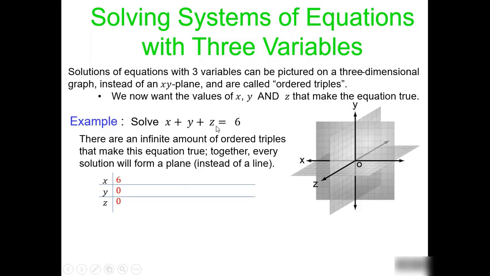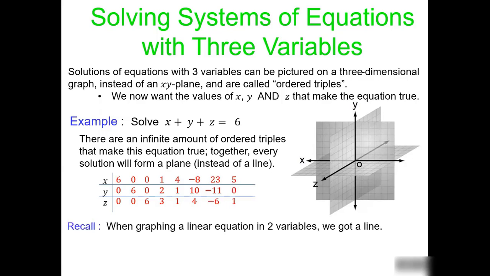And that would give me 6 plus 0 plus 0 is 6. And notice we could do that regardless of which variable we choose. But we could also come up with 1, 2, and 3 in any particular order, or 4, 1, and 1 in any particular order. So all of these are going to be solutions to this equation.